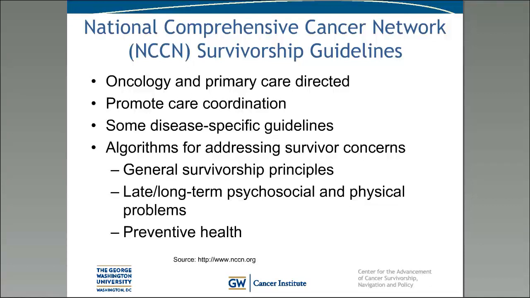They provide algorithms for addressing survivor concerns, and these are included in specific survivorship guidelines and also in their disease-specific guidelines. It starts with general survivorship principles, then goes into late and long-term psychosocial and physical problems, and addresses preventative health. If you go to the NCCN website that's on this slide, you can log in. Anybody can create a login and access these survivorship guidelines. And they're pretty user-friendly. You can go through and click to get through the different assessment and treatment recommendations for each topic, which can include fatigue, pain, cognitive function, and other specific late and long-term effects, or by disease site. And for each topic, they discuss screening, diagnosis, evaluation, management, and treatment interventions.